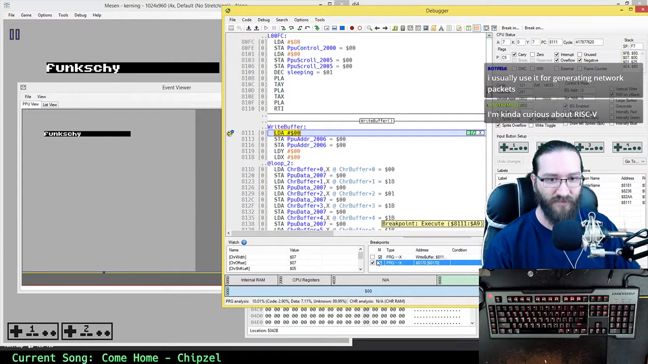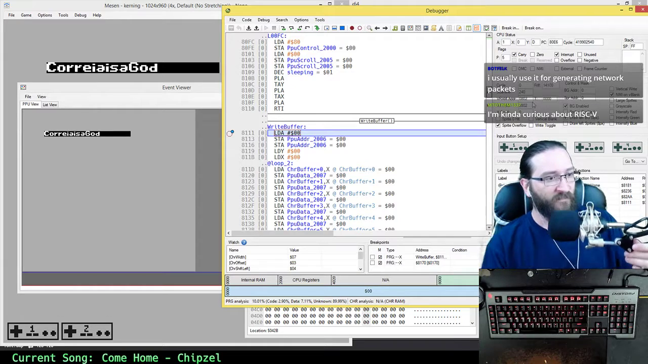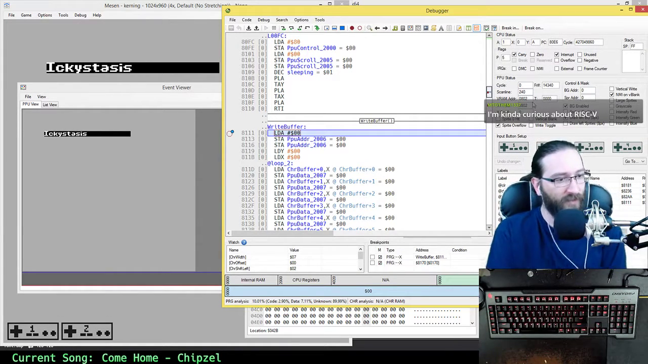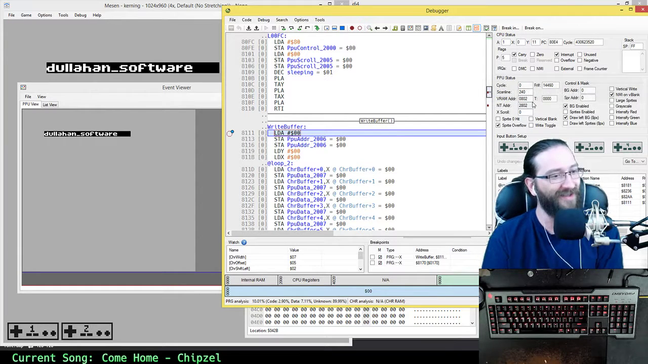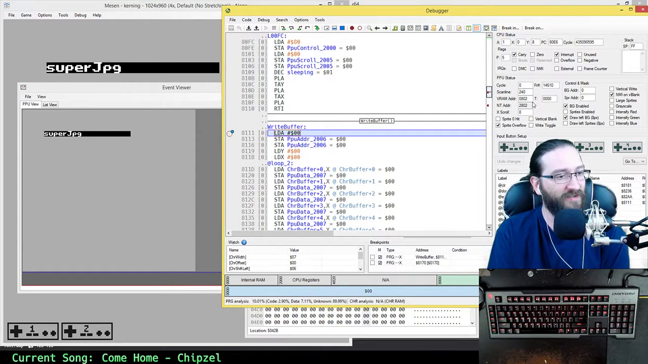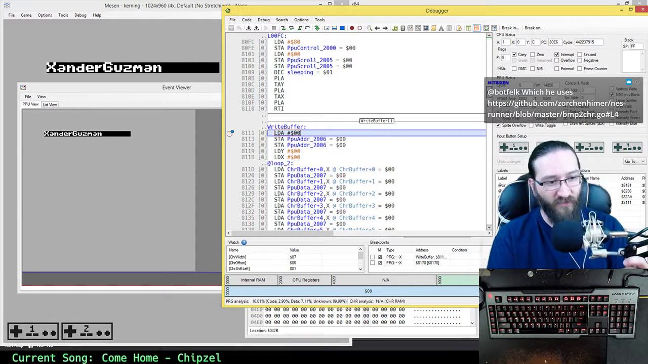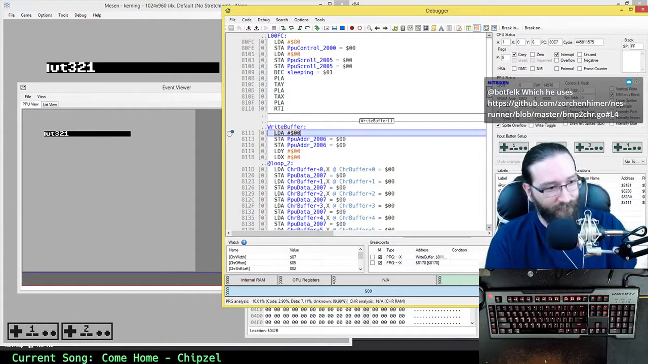Let me disable these breakpoints. You have some generators written in Go? Yes, I do. Encoding binary is awesome for that kind of thing. Yeah, I usually use it for generating network packets. Oh, really nice. Kind of curious about RISC-V. I am too, honestly, a little bit.